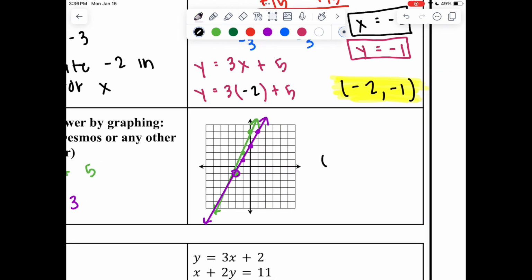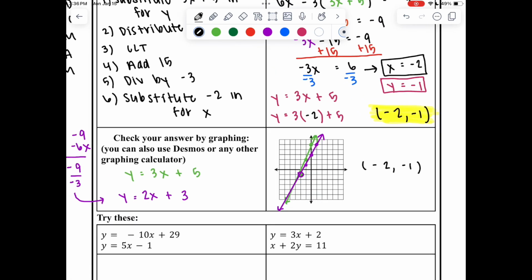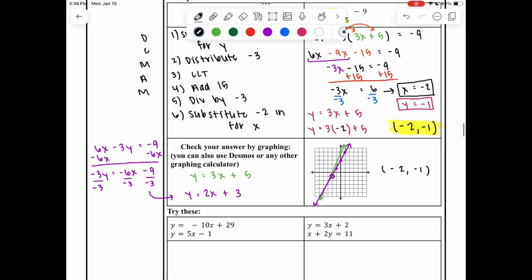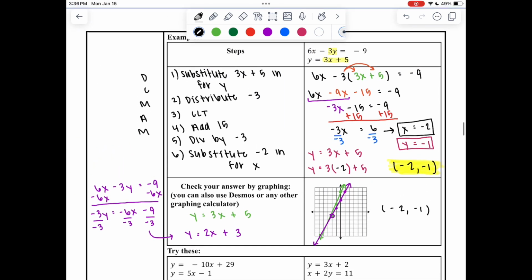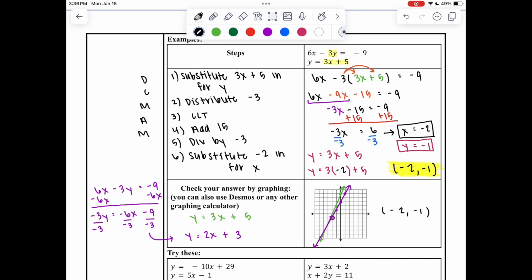It really looks like there's more than that, but remember I did not do a good job drawing my green line. So when I look at this ordered pair, the point of intersection is still to the left 2, and then down 1, which means that my solution of the system of equations was done correctly with substitution.